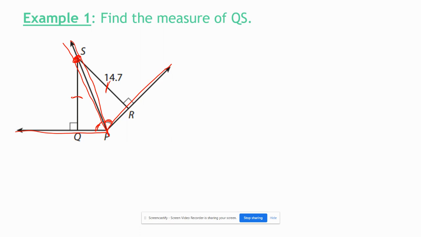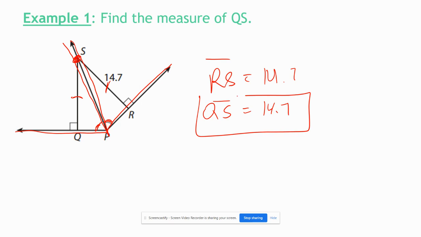Well, by the angle bisector theorem, if this side RS has to be congruent to QS, and if RS is 14.7, sorry, I'm writing with my computer kind of weird, then QS is also 14.7. And that's your answer. Now it's your turn.